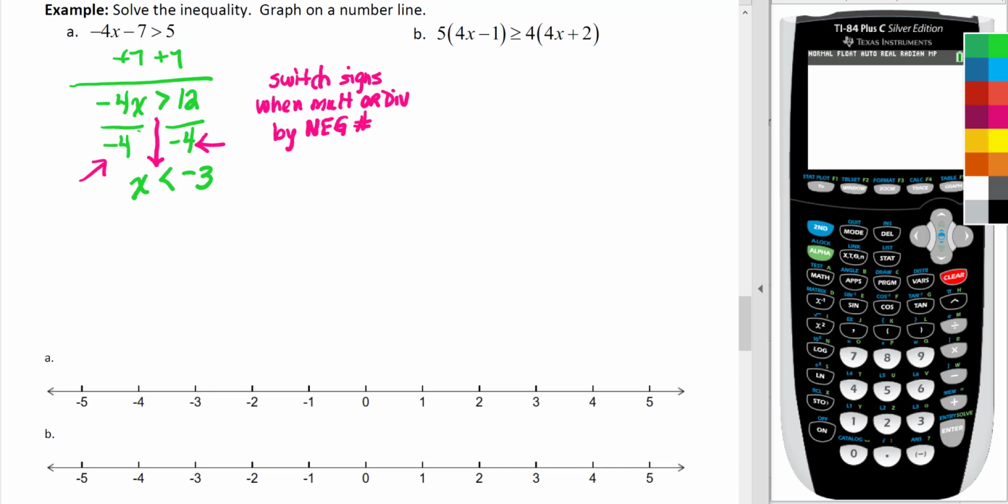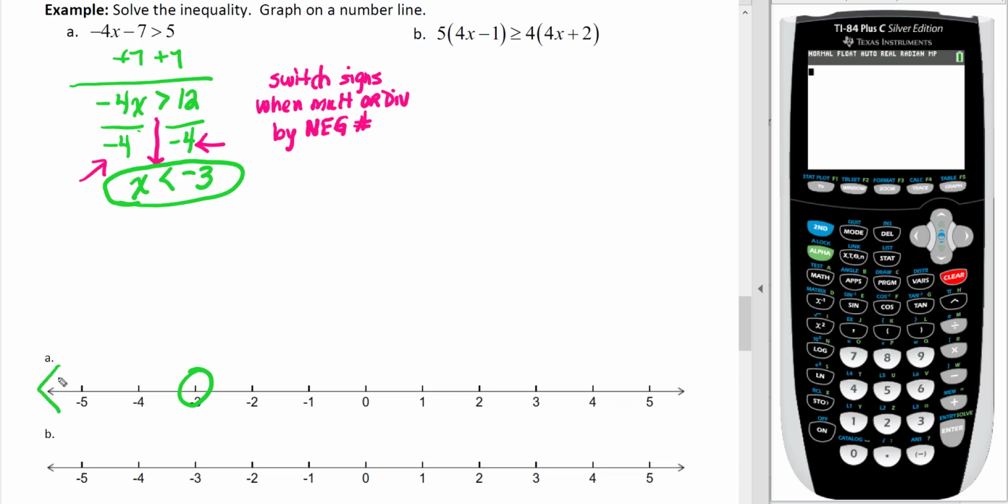Graphing this one on the number line. So x is less than negative 3. So negative 3 on the number line, I'm going to put an open circle since it does not include equality. It's not less than or equal to. And the arrow points to the left, so I'm going to shade all the values and highlight the arrow to the left. So that reads x is less than negative 3.